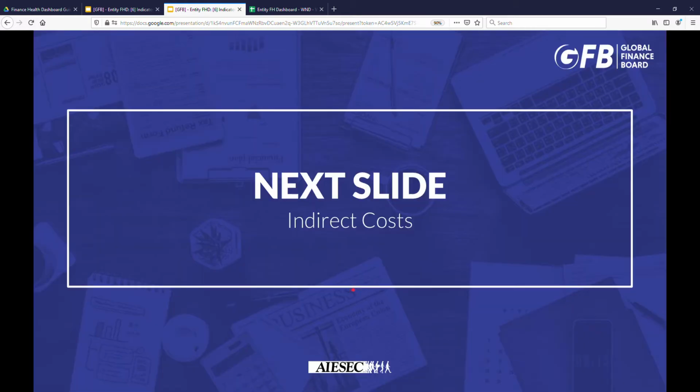So now the next slide would be all about indirect costs. The indirect cost is mainly related to sustainability levels. So if you're interested to learn more about this, you can go here.